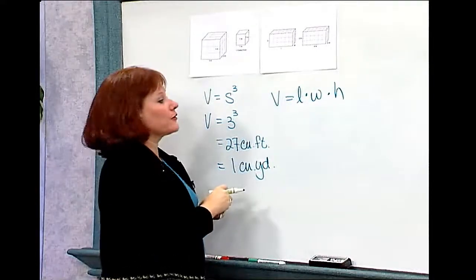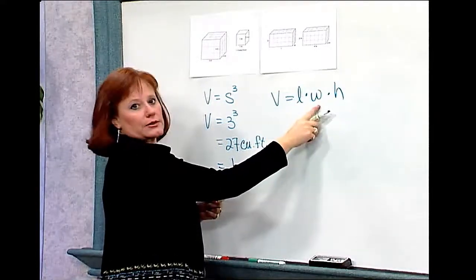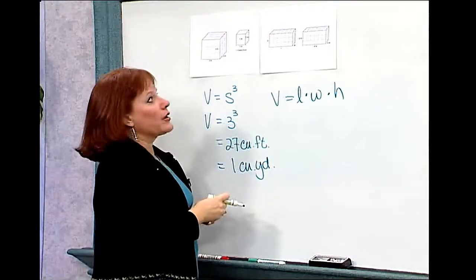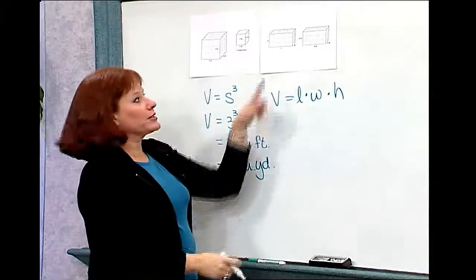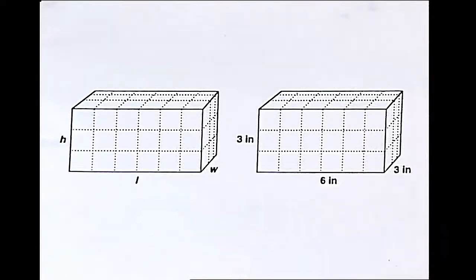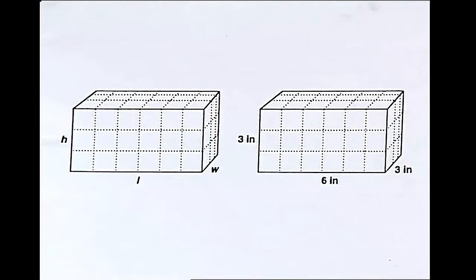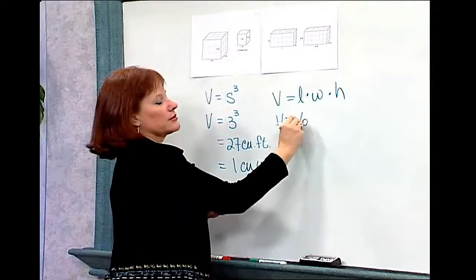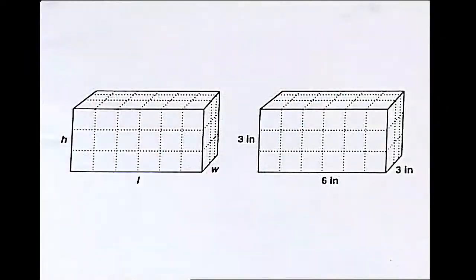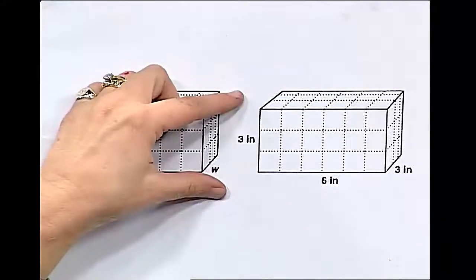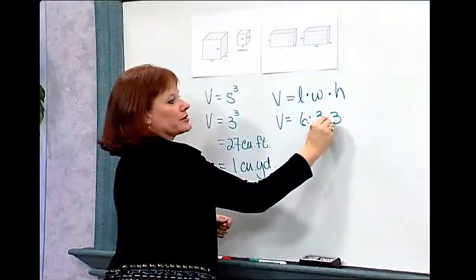So in the case of a rectangular prism, it's length times width times height. Now in our specific example, we have the measurements of 3 inches, 6 inches, and 3 inches. So when I'm looking for the volume of this particular example, I'll notice that it has the dimensions of 3, 6, and 3 inches. So the volume of this prism will be the length, which is 6 inches, times the width, which is 3 inches, times the height, which is also 3 inches.